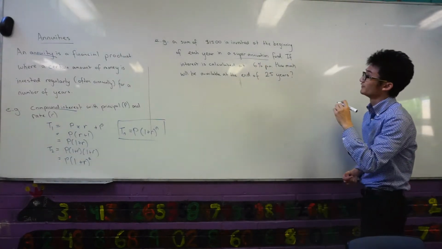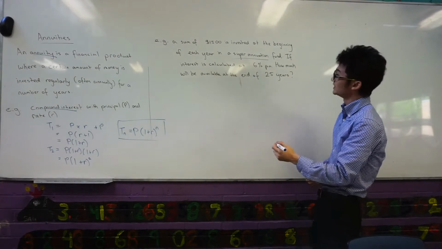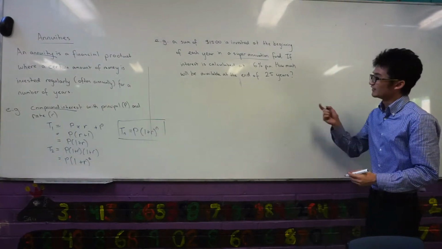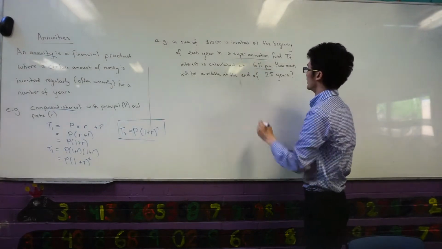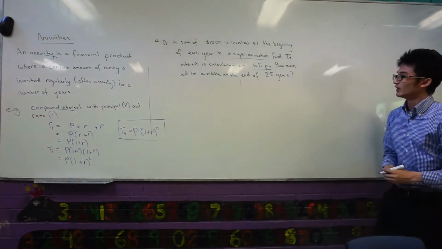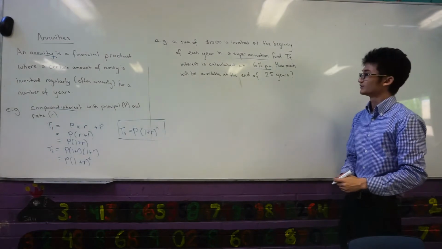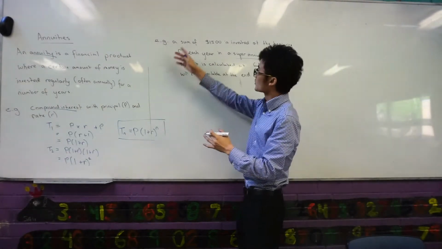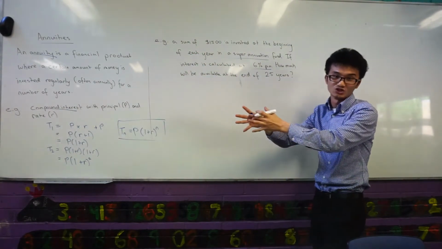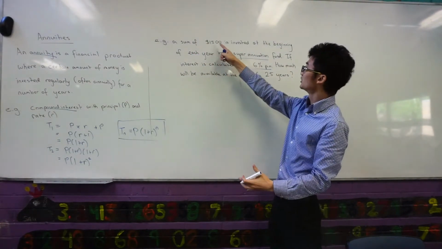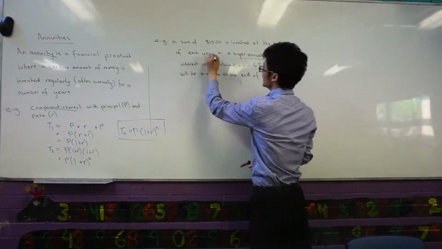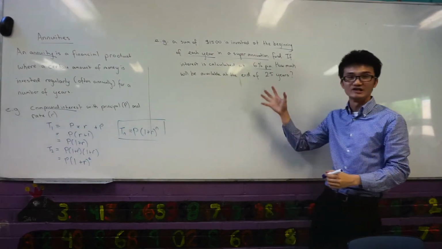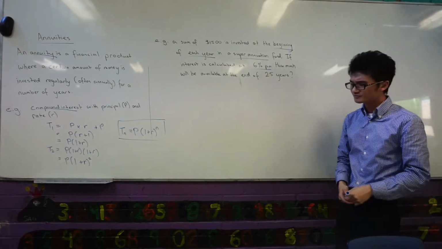A sum of $1,500 is invested at the beginning of each year in a superannuation fund. If interest is calculated at 6% per annum, how much will be available at the end of 25 years? Okay. So there's a lot of things going on. The first thing to notice is that I'm not just putting $1,500 and leaving it there. I'm actually putting $1,500 at the beginning of each year. And I want to know the total worth at the end of that duration of time.